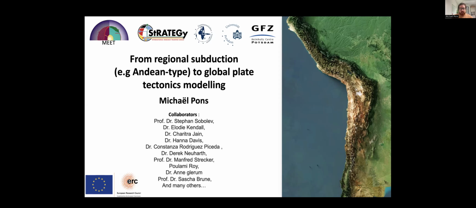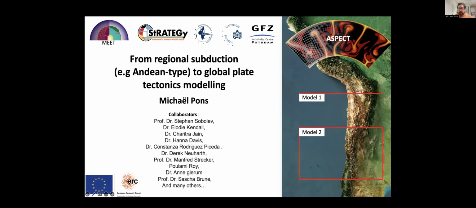In the next 15 minutes, I will discuss the modeling of regional subduction, such as Andean type subduction, to global plate tectonics. This is part of the strategy group and also of the MIT project of my postdoc. First, I will introduce you to the tectonic context of the Andes and show you that in that area, we have run two different types of model, a 2D model of the Central Andes and a 3D model of the Southern Central Andes using the ASPECT code.